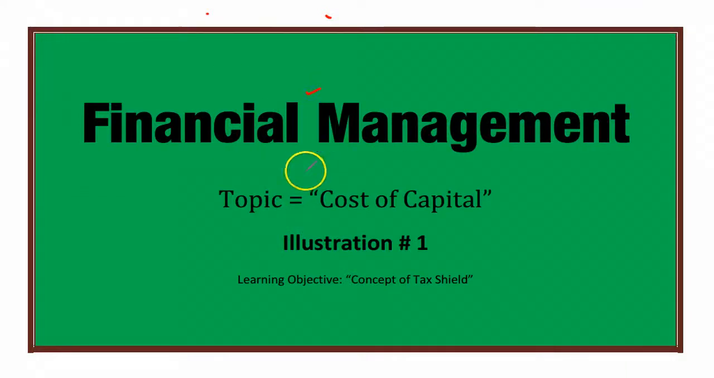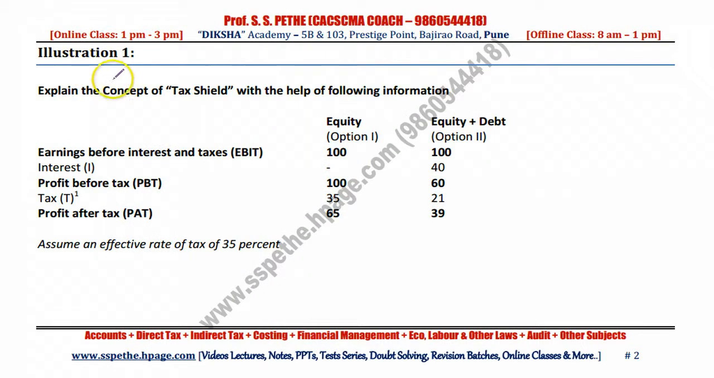Financial management. Topic is cost of capital. Illustration number 1. The learning objective is to see the concept of tax shield. Now let's see the illustration. Here it is given, explain the concept of tax shield with the help of following information.